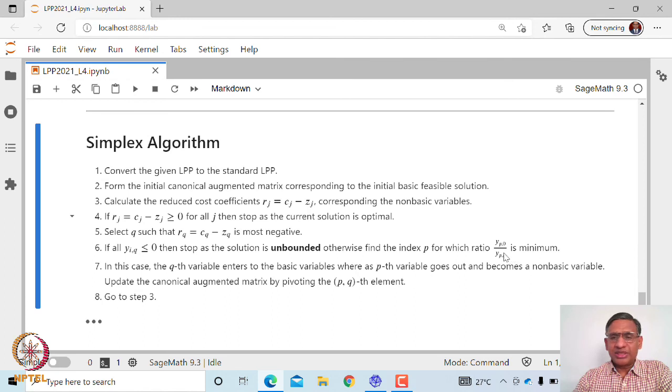And then that p will be the outgoing variable, xp will be the outgoing variable, and this entry, namely pq, which we call the pivot entry, in the augmented matrix, look at the pth row and qth column, this you now pivot. That is the same as saying make that pqth entry 1 and all the remaining entries in that particular column 0, and then again you need to update this. After that you go to step 3, that is, calculate all the reduced cost coefficients and so on. Okay, so this is what is called the simplex algorithm.